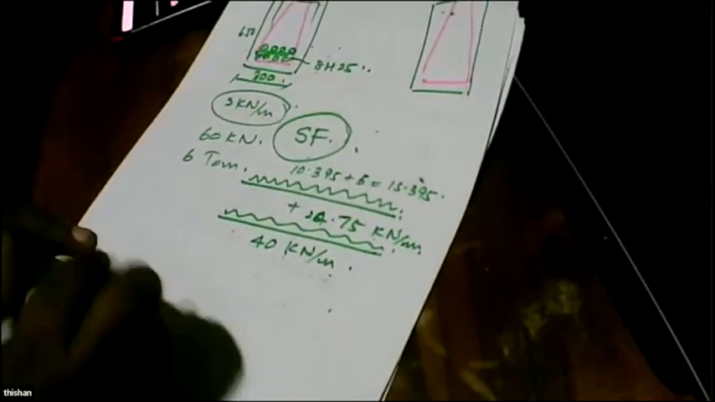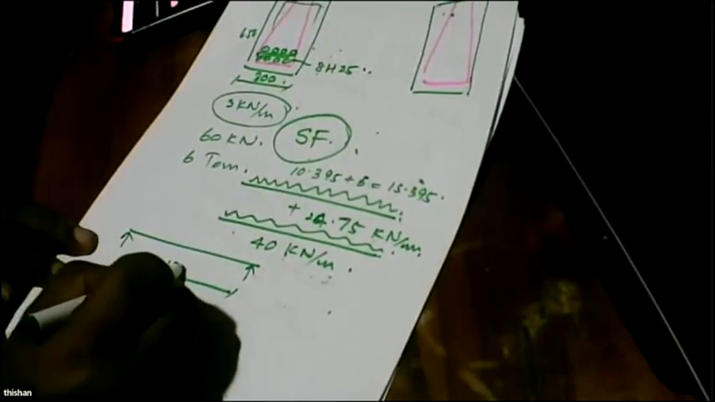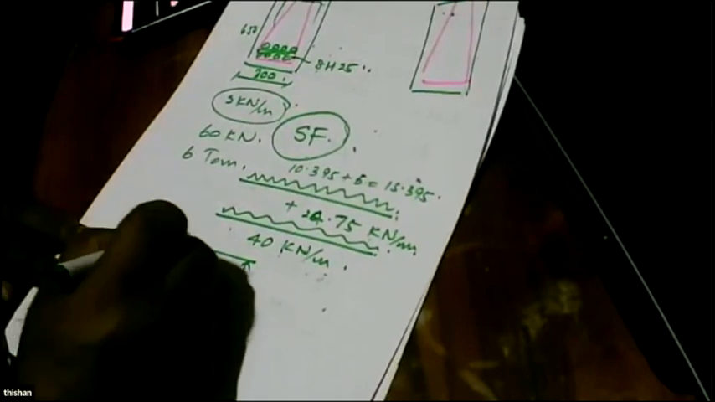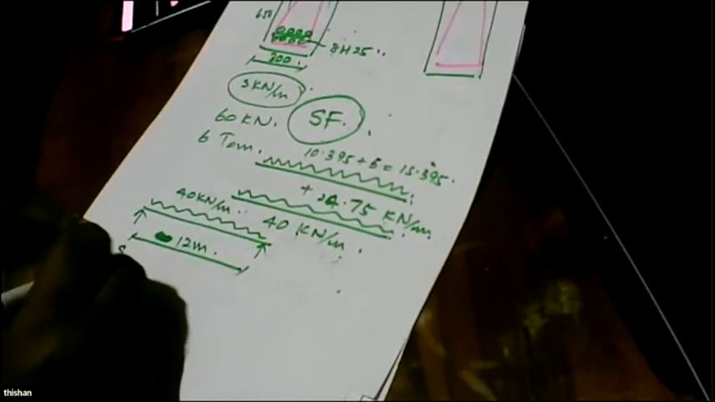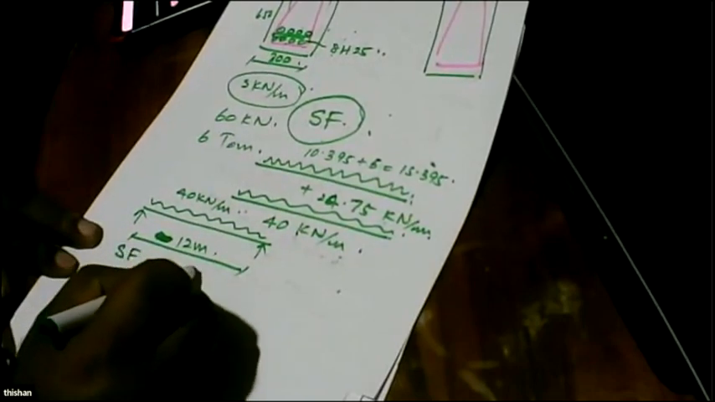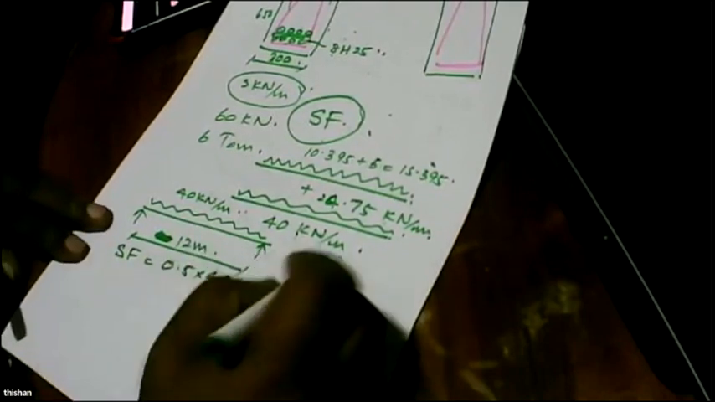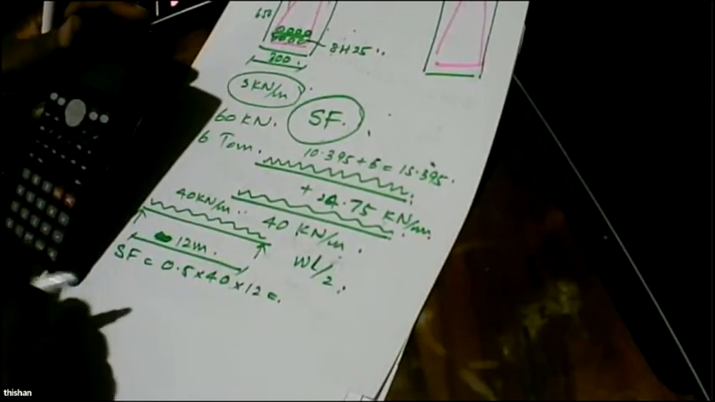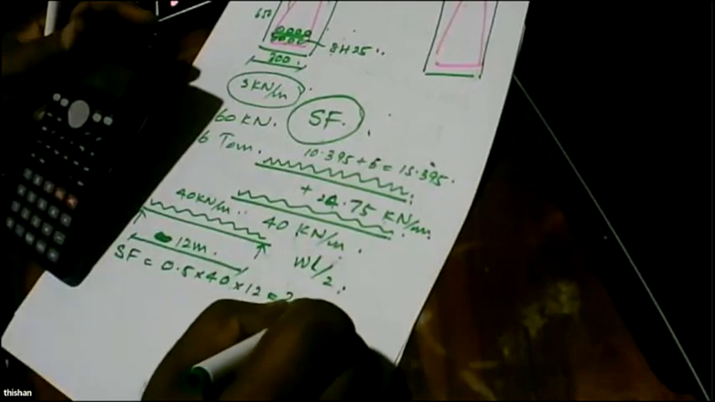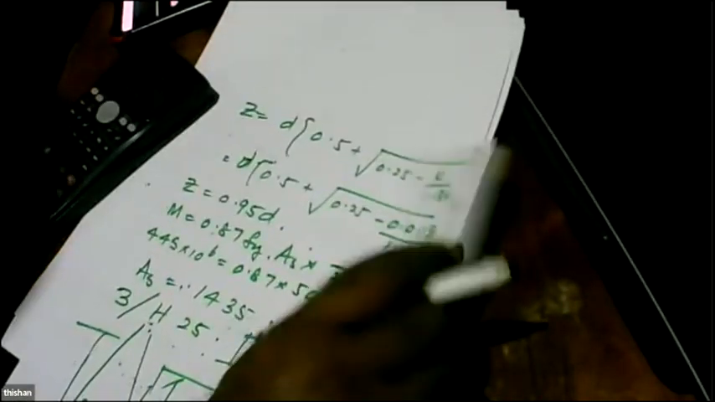So now we have a beam 12 meters of length and subjected to a load of 40 kilonewtons per meter, and so the shear force is going to be 0.5 times 40 multiplied by 12, or WL over 2, which gives 0.5 multiplied by 40 multiplied by 12, something like 240 kilonewtons.